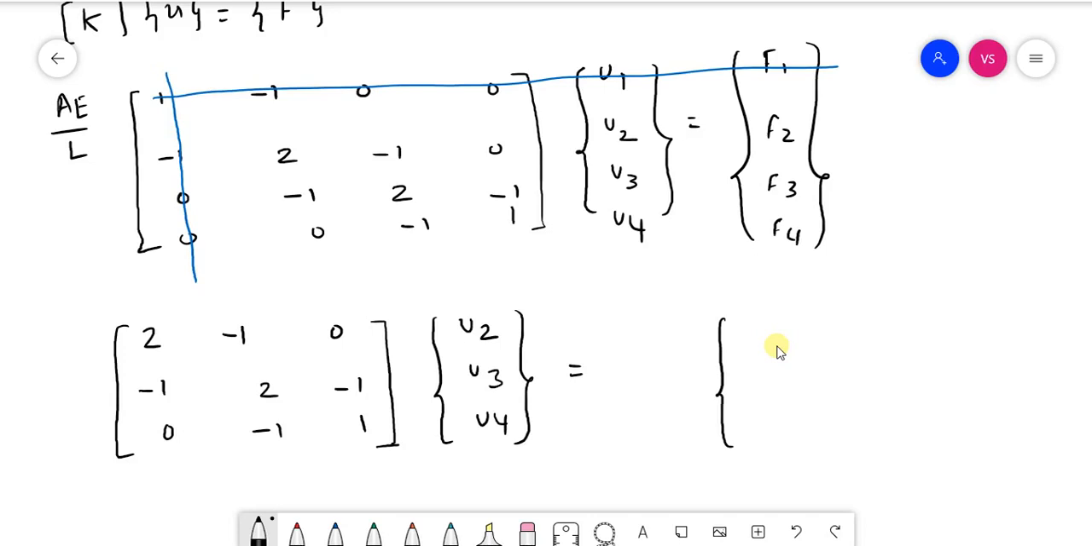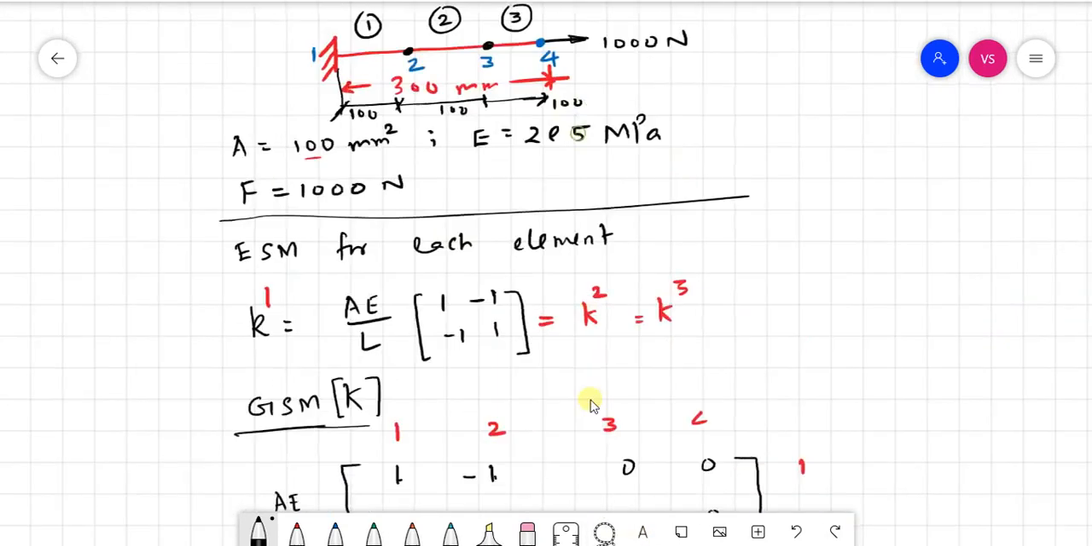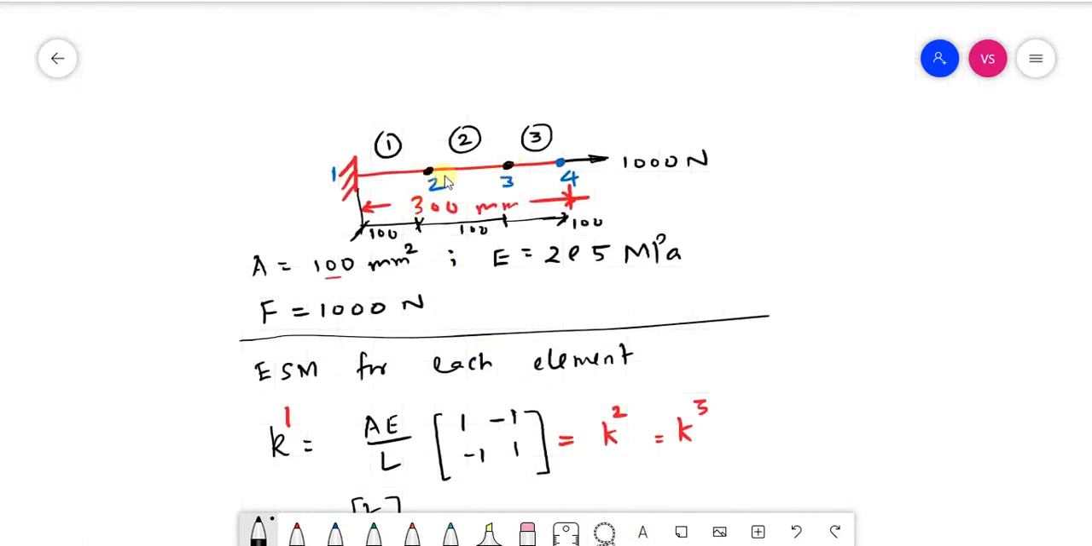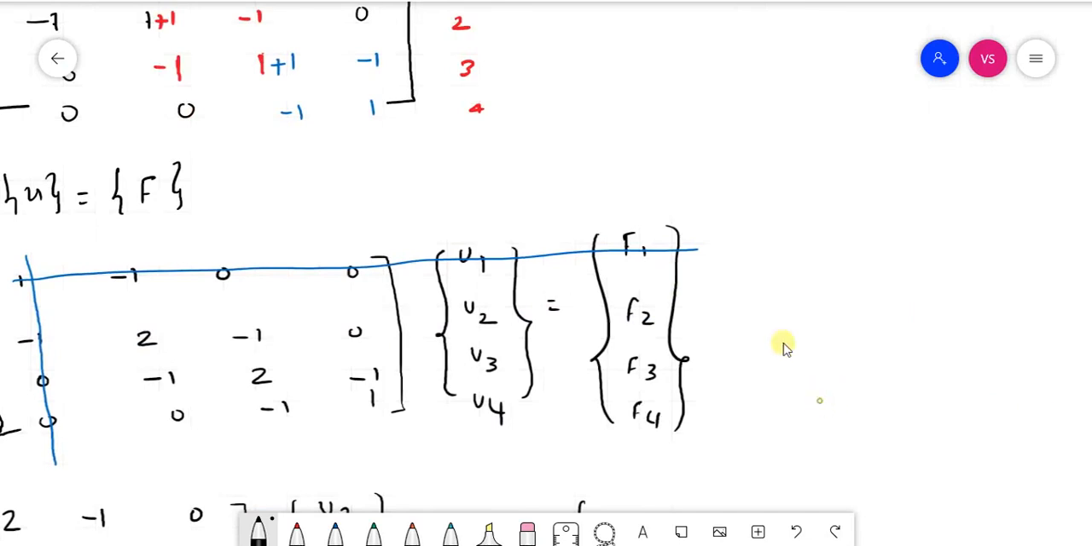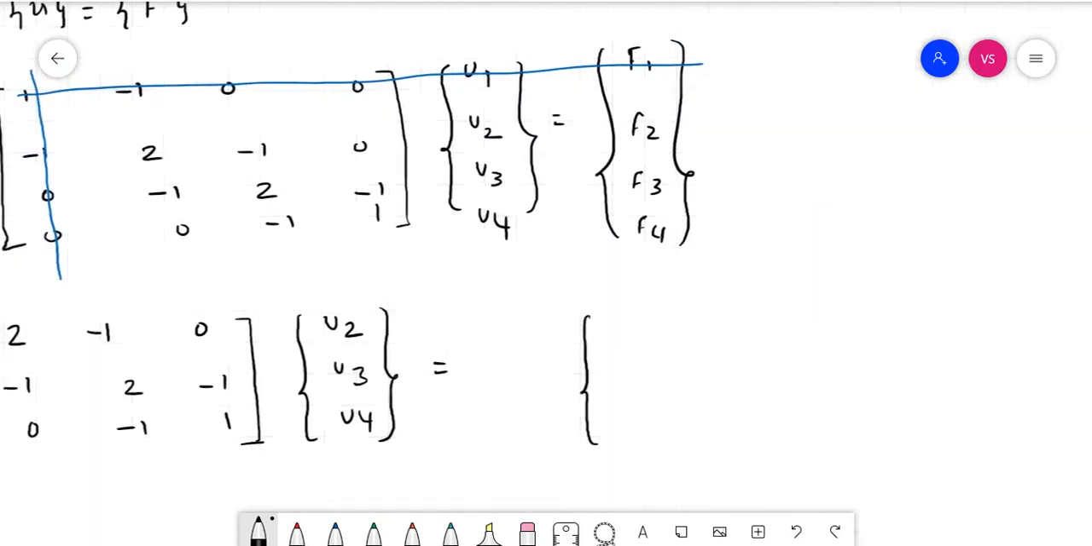F2, F3, F4, which are the forces acting at node 2, node 3 and node 4. If you see the problem, the force is acting only at node 4. At node 2 and node 3 we don't have any forces acting. The only force acting is at node 4, and that is 1000 Newton. That means F2 will be 0, F3 will be 0, F4 will be 1000, positive because it goes towards the right.